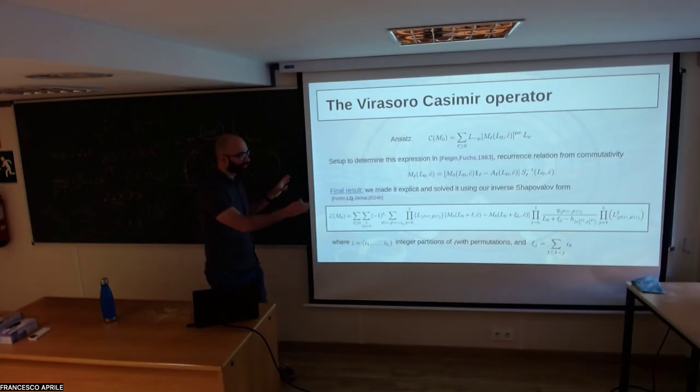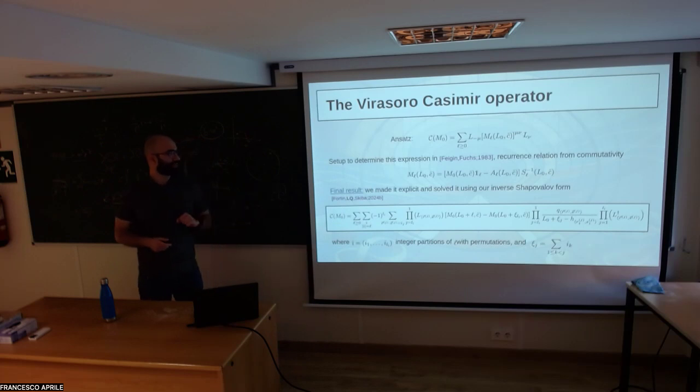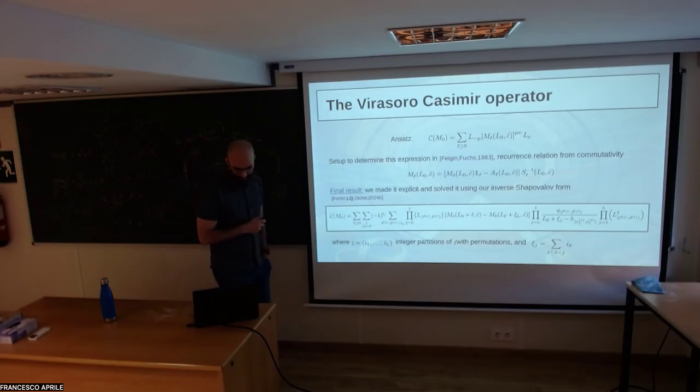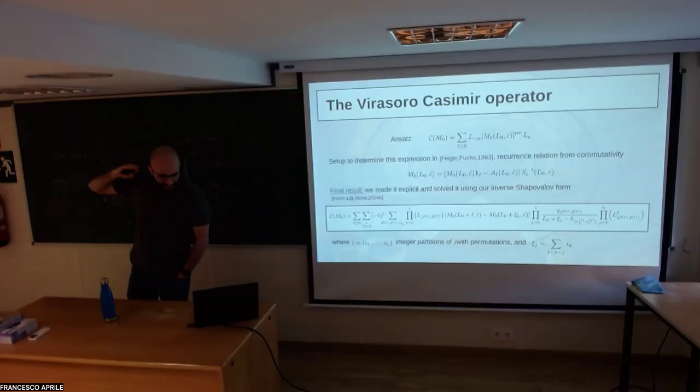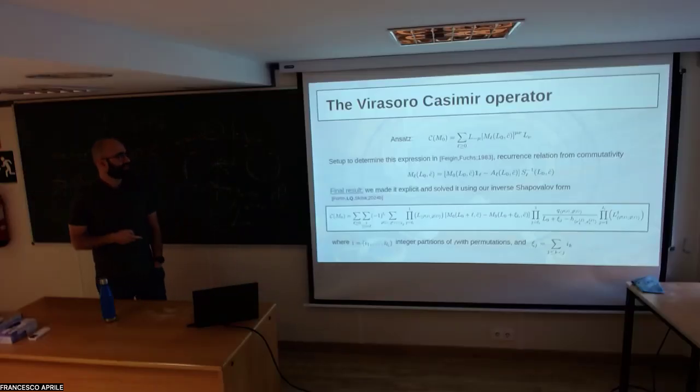Here, there's again complication in the combinatorics. There's a bit more involved combinatorics compared to before, but you can ask me about it later. It's just some further permutations compared to what we had before. All right, so we did determine there is some object in Virasoro that commutes with the generators.